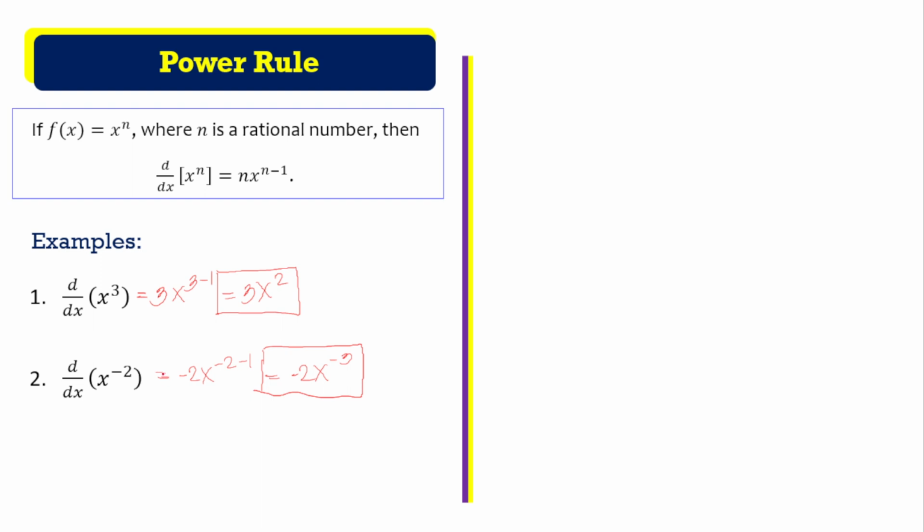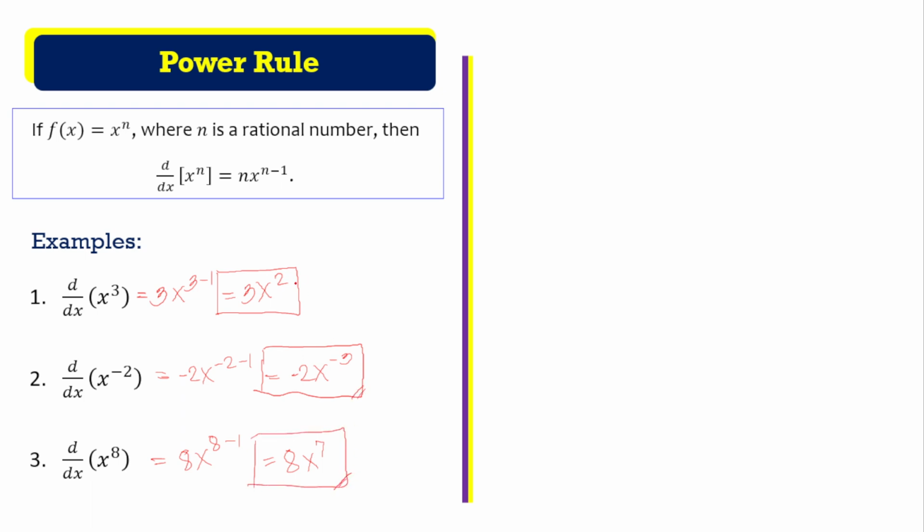So now the derivative of x raised to negative 2 is negative 2x raised to negative 3. Another example, the derivative of x raised to 8 is simply 8 multiplied by the coefficient 1, which becomes 8. Copy the variable x, subtract 1 from 8, and you get 8x raised to 7. And that's the derivative of x raised to 8.